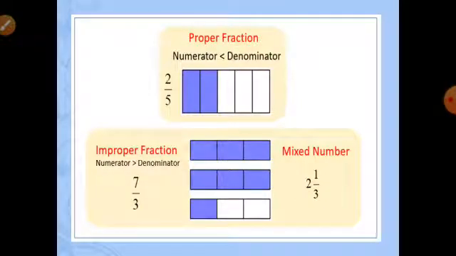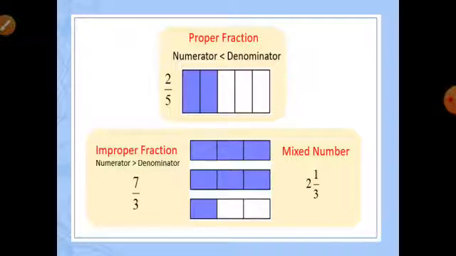Now just have a look at the types of the fraction. There are 3 types of the fraction which we are going to discuss in this exercise. Proper fraction, in which the numerator is less than the denominator, and the example is in front of you, 2/5. So see, numerator 2, denominator 5. So that means 2/5 is the example for a proper fraction.